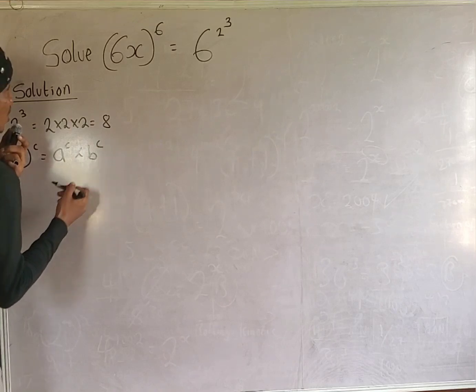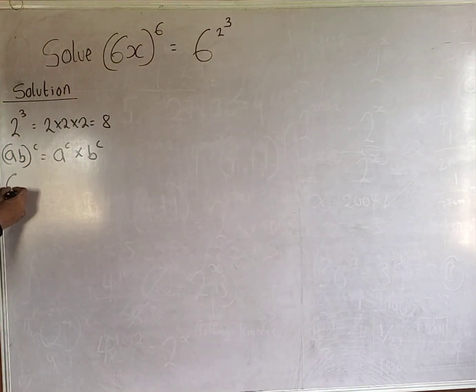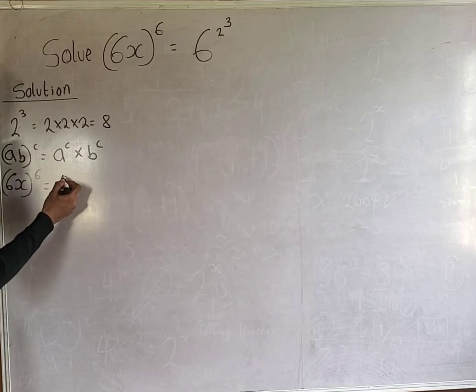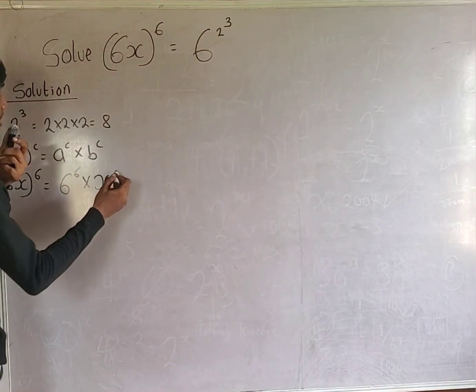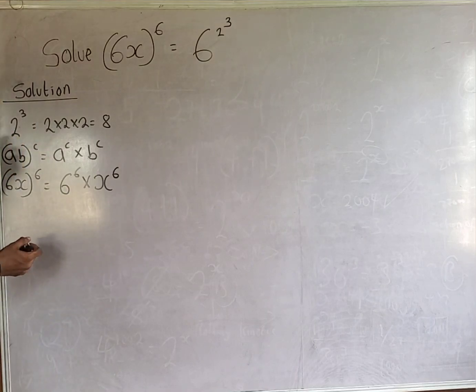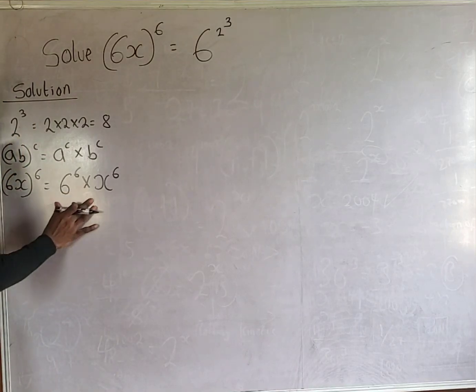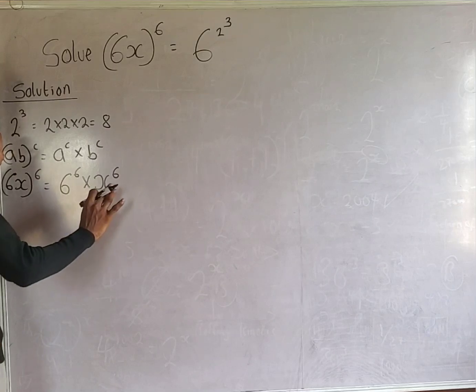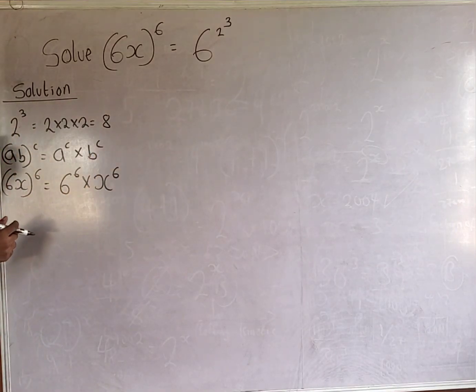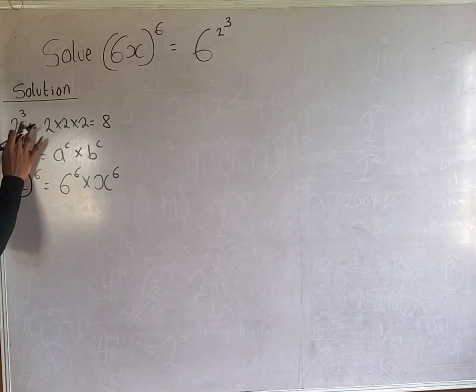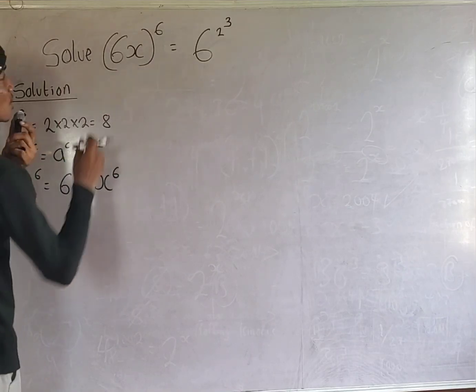So that means 6x raised to the power of 6 can be written as 6 raised to the power of 6 multiplied by x raised to the power of 6. Do you understand? So I'm going to replace 6x raised to the power of 6 with that in the equation we're asked to solve. Also, I'm going to replace 2 raised to the power of 3 as 8 in this equation.